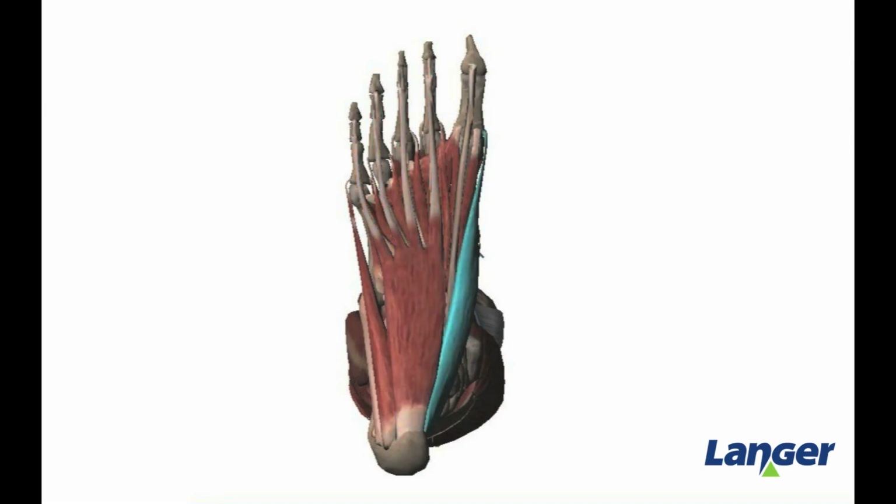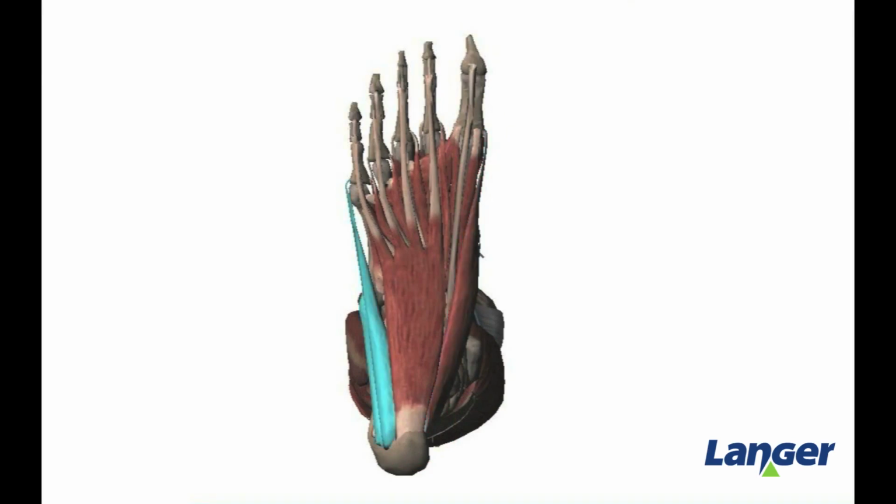Medial to the flexor digitorum brevis is the abductor hallucis. The abductor hallucis originates on the medial process of the calcaneus and inserts medially at the base of the proximal phalanx. The function of the abductor hallucis is to flex and abduct the great toe.